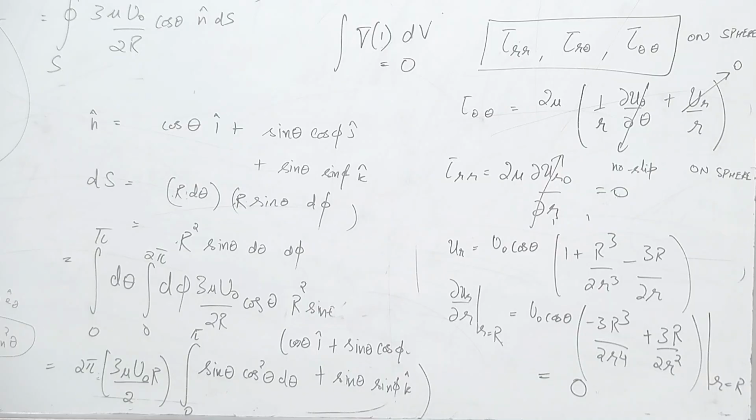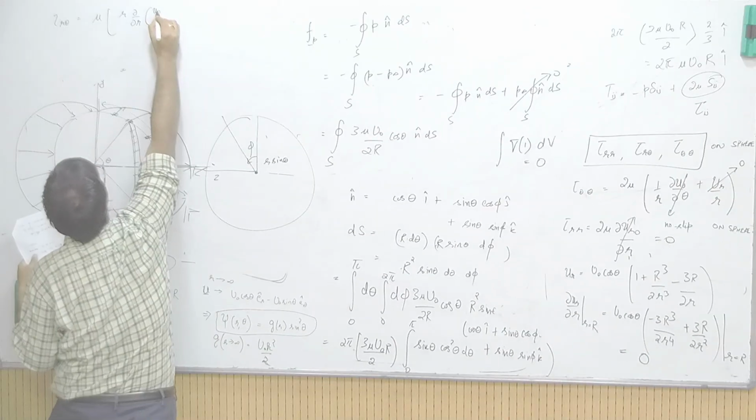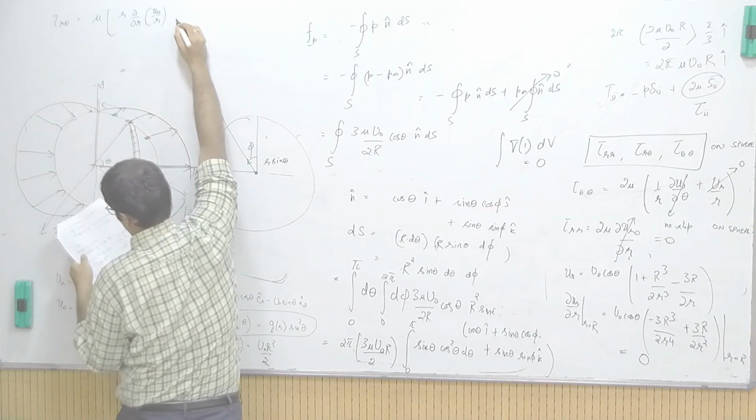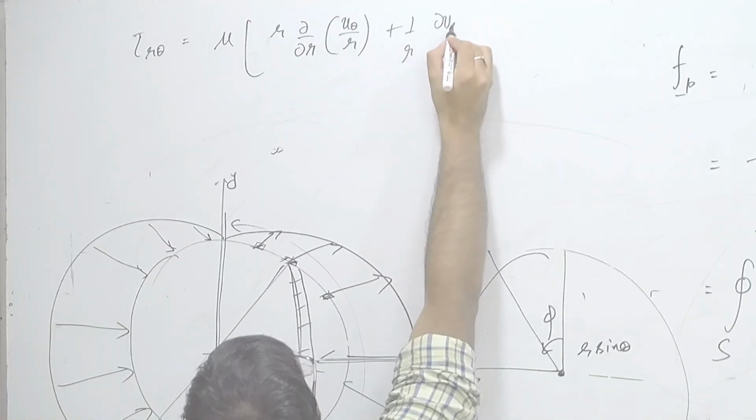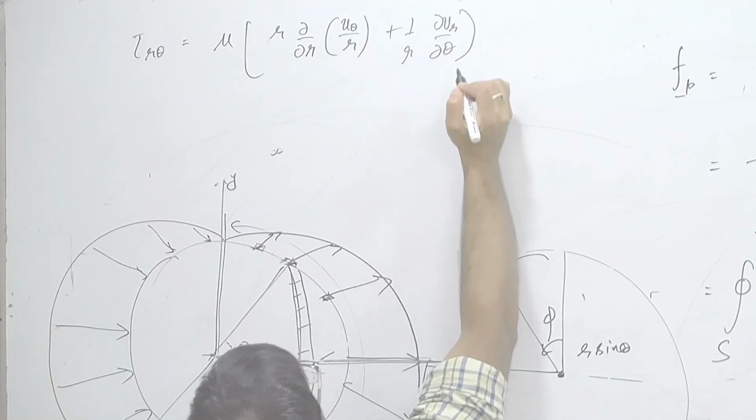So that means we are going to be left with just tau r theta. Hopefully tau r theta doesn't turn out to be 0. We'll just see. So the definition of tau r theta is mu times r del by del r of u theta over r, plus 1 by r del u r over del theta.